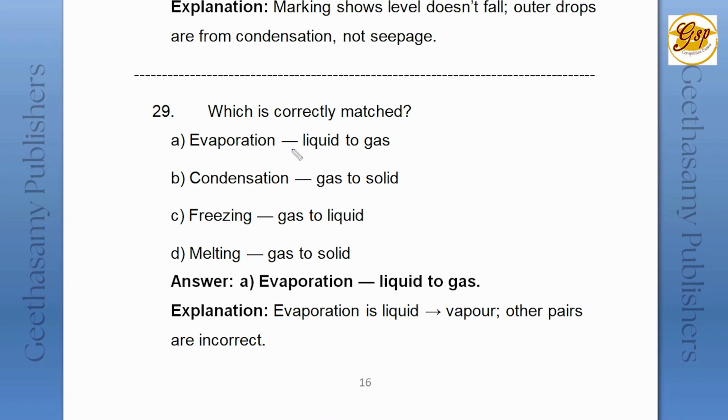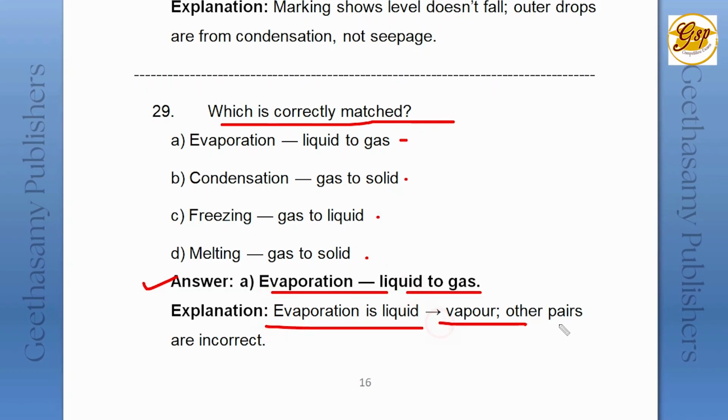And 29th question. Which is correctly matched? Evaporation, liquid to gas. Condensation, gas to solid. Freezing, gas to liquid. Melting, gas to solid. So the answer is A, that is, evaporation, liquid to gas. The other pairs are incorrect.